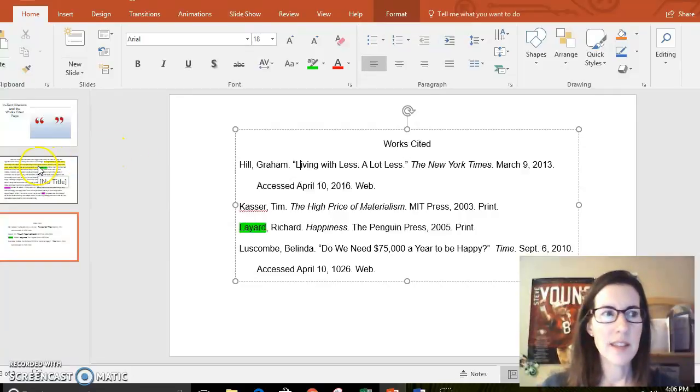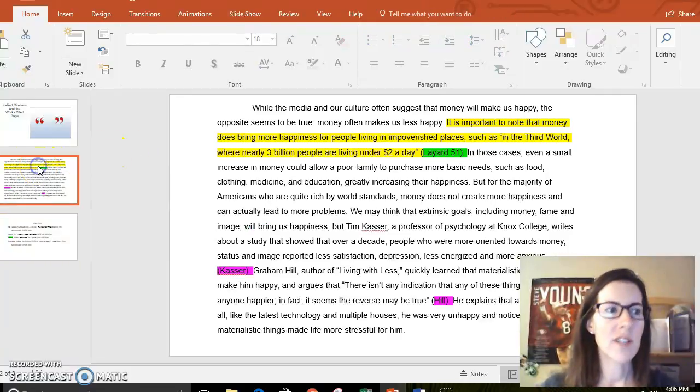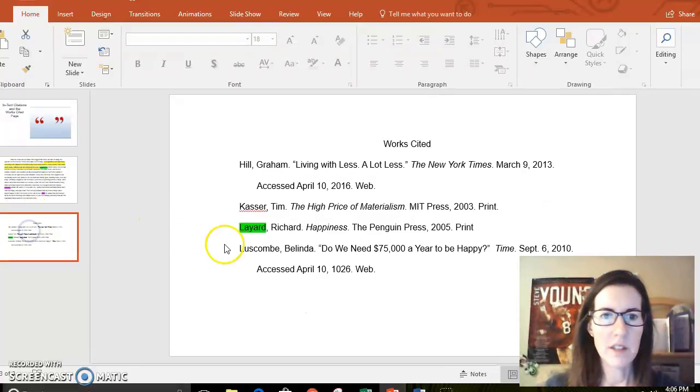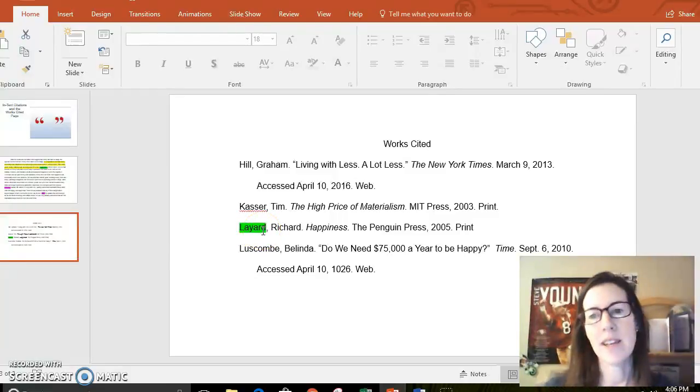So you can see that the in-text citations always are going to correspond to the first word of the entry on your Works Cited page. And that is to make it easier for your reader to find that information.